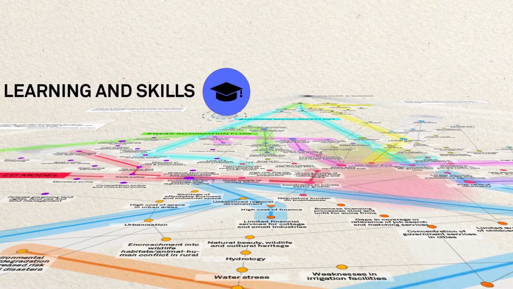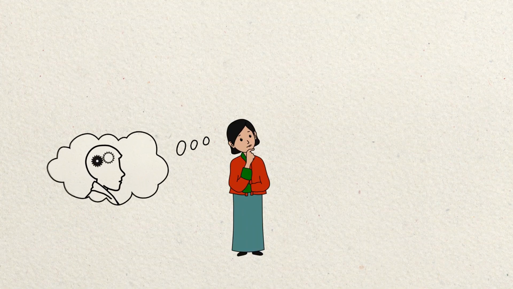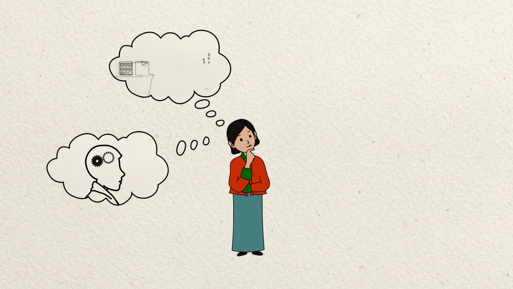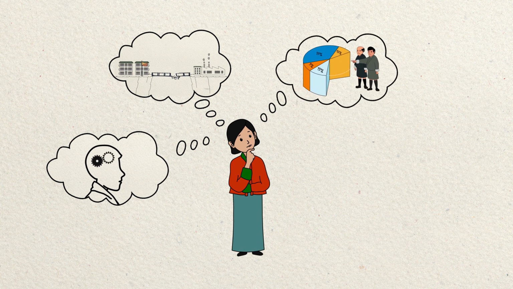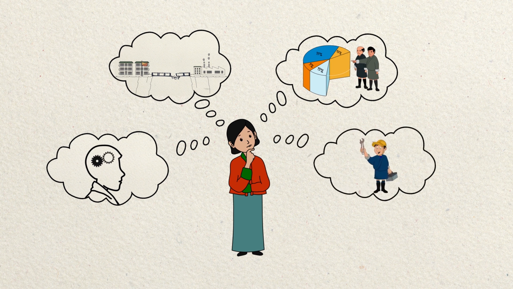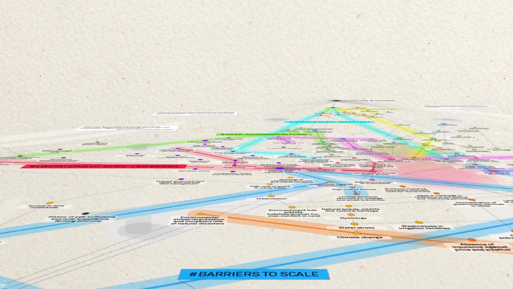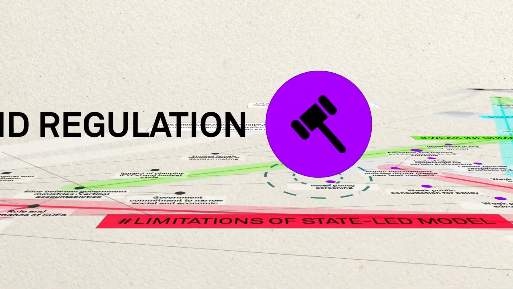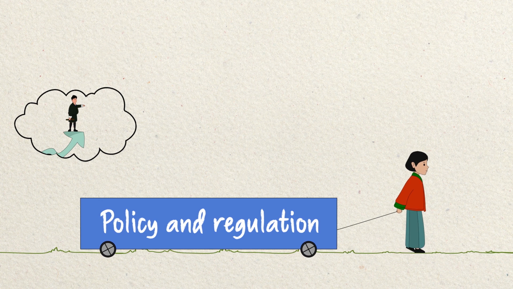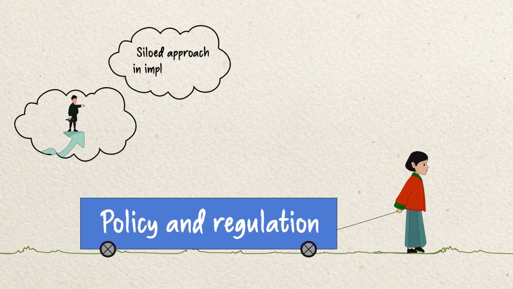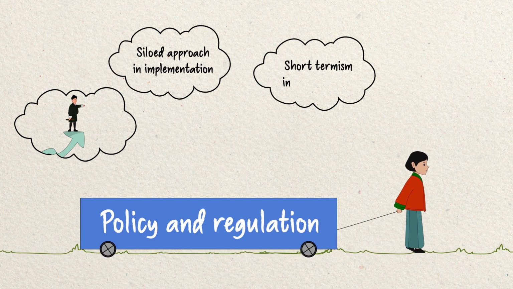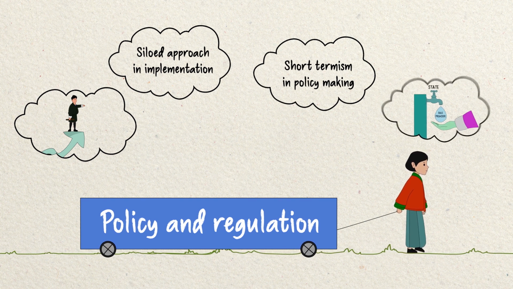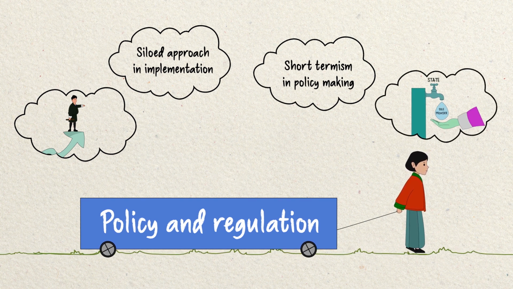Pain points under the learning and skills domain were absence of soft skills, weak feedback from labor market demand to education and training systems, lack of data on skills needs and job demand, and limited skills transfer from on-the-job training, internships, and inter-firm learning. In the policy and regulation domain, absence of long-term economic vision, siloed approach in implementation, short-termism in policy making, and mindset of state as the sole provider were some pain points.